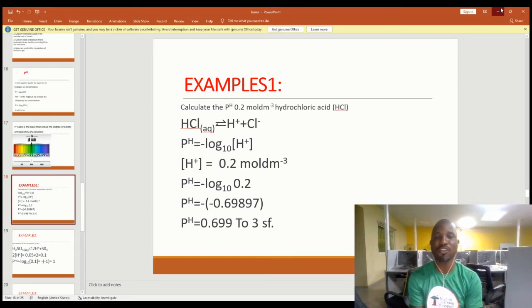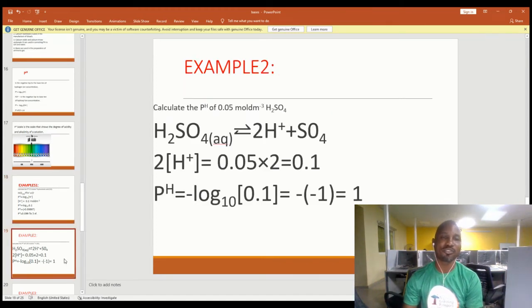So if you say pH is equal to negative log to base 10 of 0.2, you have pH to be minus, open bracket, minus 0.69897. Now, if you multiply minus by minus and open the bracket, you have pH to be equal to 0.699 to 3 significant figures. I'm sure you will have seen this example, and you can solve other numerous examples that relate to this. Now let's look at another example.